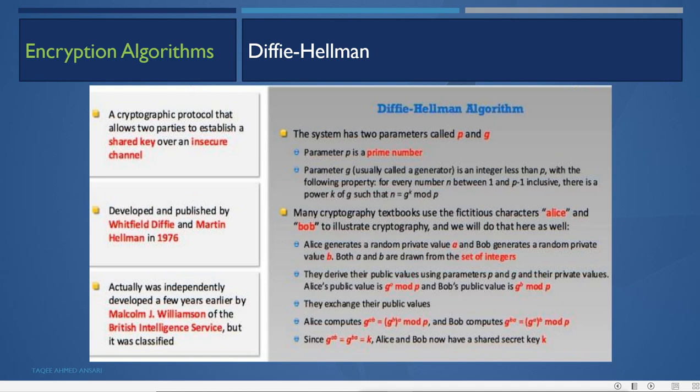So what it actually does is allow two parties to establish a shared key over an insecure channel. If the channel is not secure, like on the internet, we can use Diffie-Hellman to create the secure channel and establish the shared key.